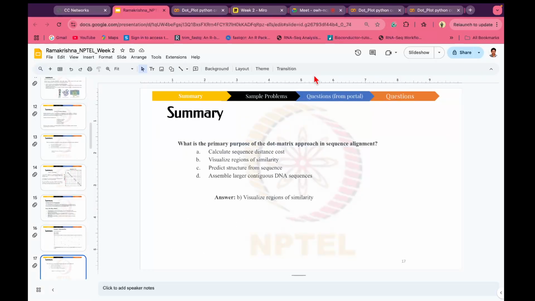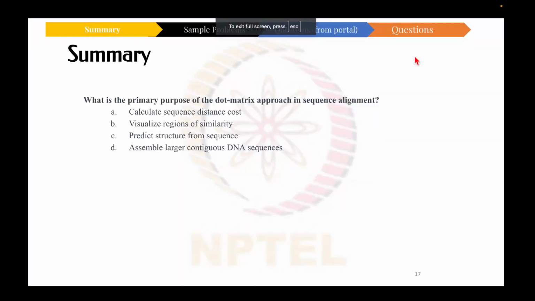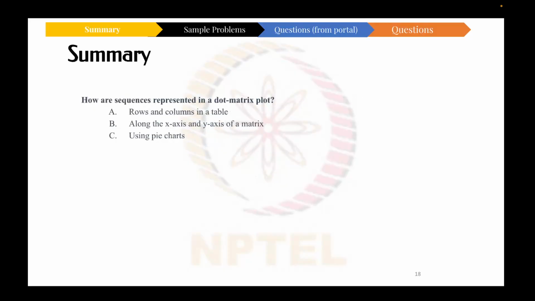Okay, let's move on to the question. Generally the primary purpose of a dot matrix in sequence alignment is to visualize the regions of similarity. I have one more question: how many sequences are generally represented in a dot matrix plot, and how are they represented?